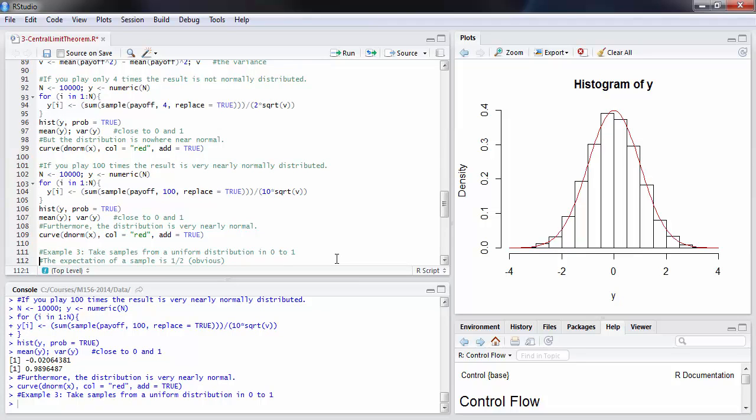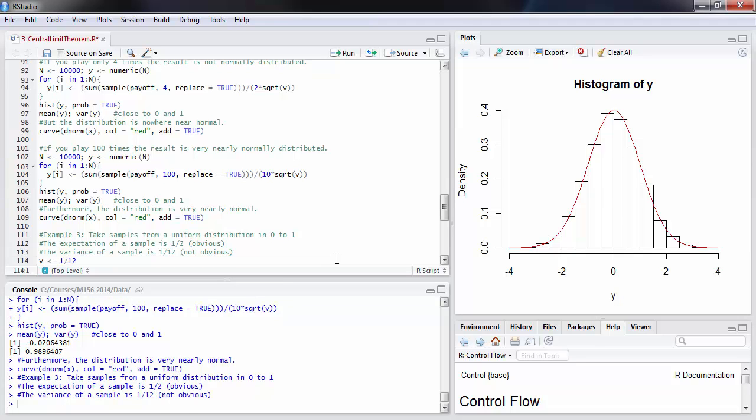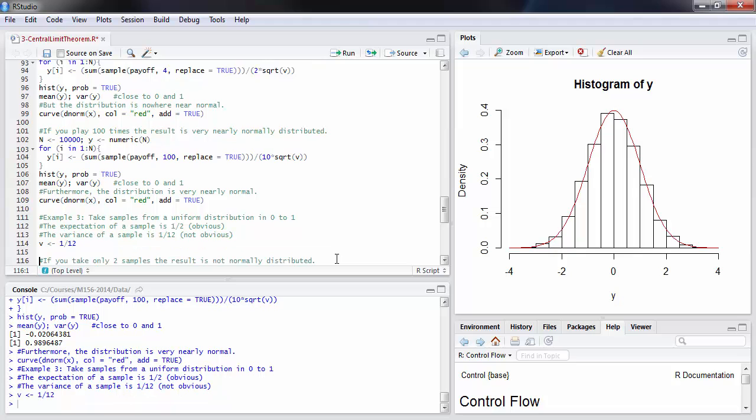Let's try again with a different distribution. This time I'm going to draw random numbers from a uniform distribution in 0 to 1. That is, any number in the interval from 0 to 1 is equally likely. Clearly, the expectation is going to be 1/2. What's not at all obvious is the variance is 1/12. Trust me, I've calculated it. So I'll store 1/12 in v.